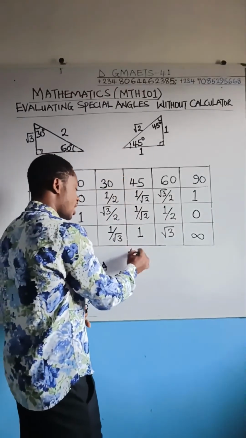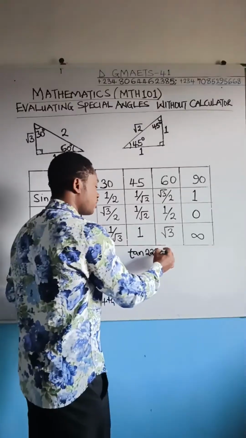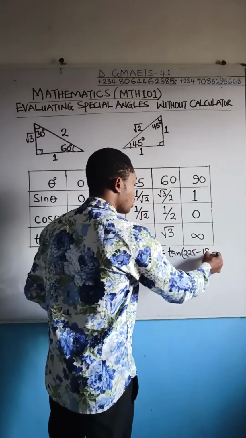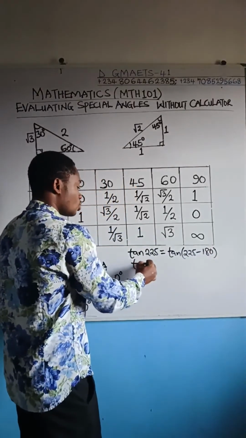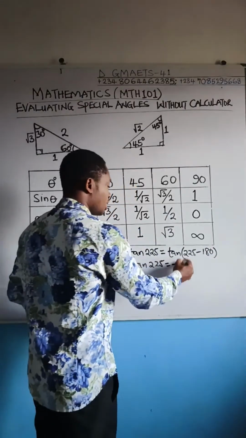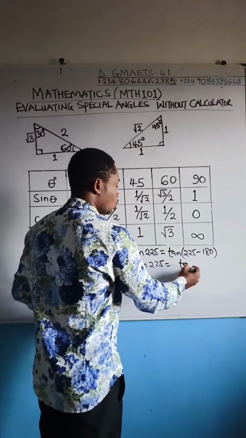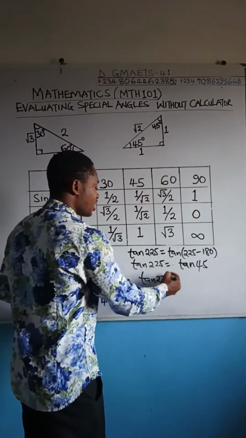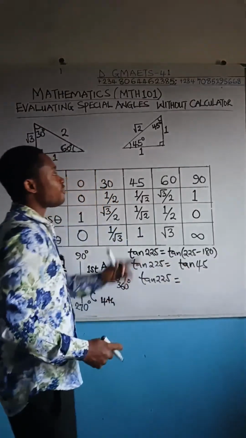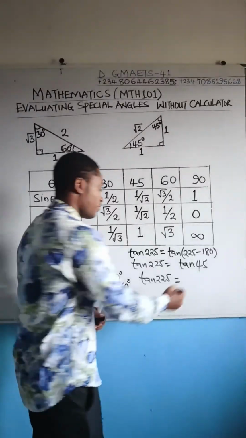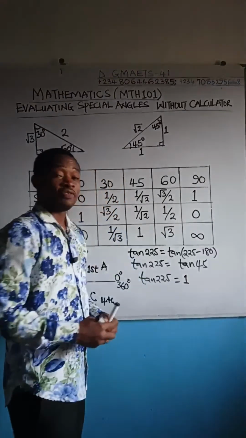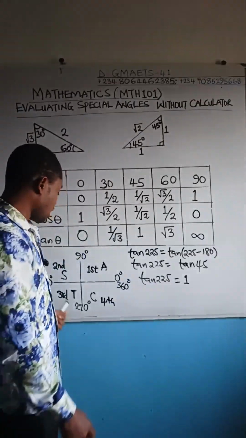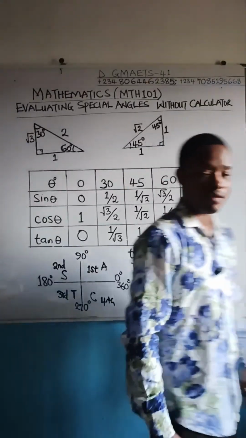So we have tan 225 is going to be equal to tan of 225 minus 180, which is tan 45. If we evaluate tan 45, what would we get? Tan 45 is 1. So that is the value of tan 225. Remember, it is positive, because in the third quadrant, tan is positive.